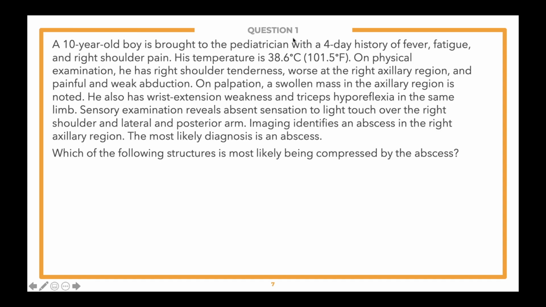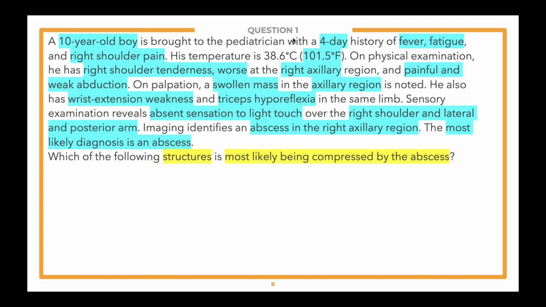Thank you, Sean. So what we're going to do is walk through what we think are the important clues in this vignette and the lead-in. Starting off, generally, the first information you're going to get are demographics. In this case, we have a 10-year-old boy. You always want to make note of that because that's automatically going to clue you in as to what kind of things you should be thinking about. Then usually they tell you why they are coming to the doctor, why they are at the emergency room. In this case, it's because of fever, fatigue, and right shoulder pain. So you definitely want to make note of the presenting signs and symptoms.